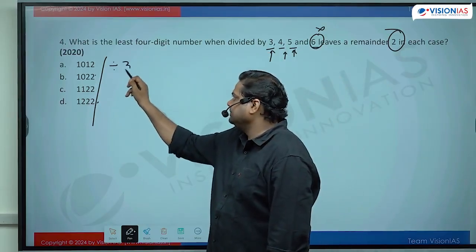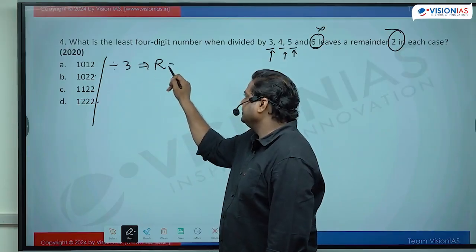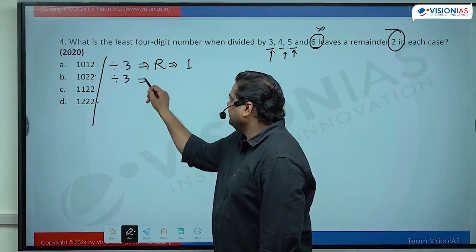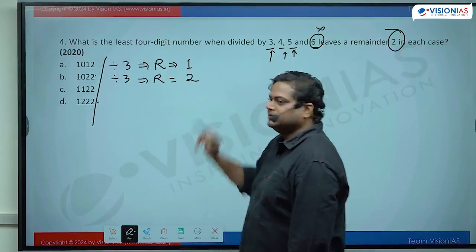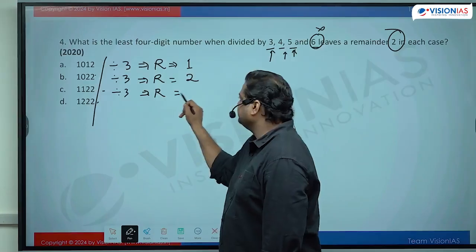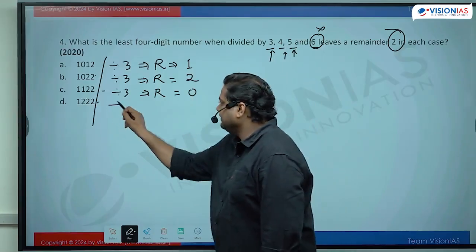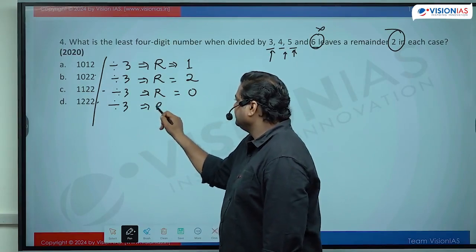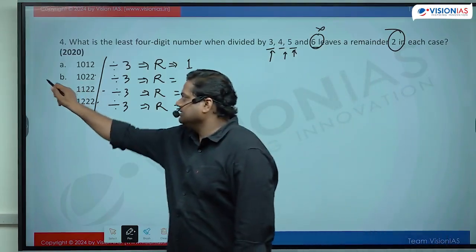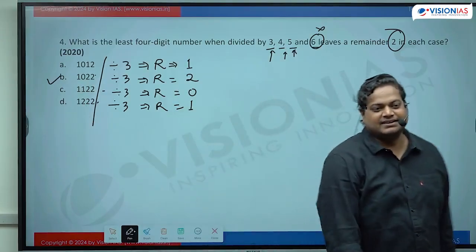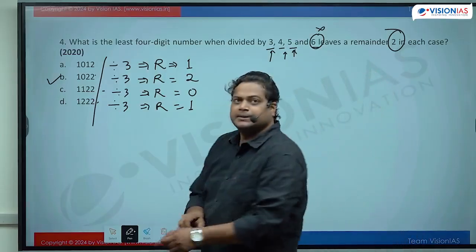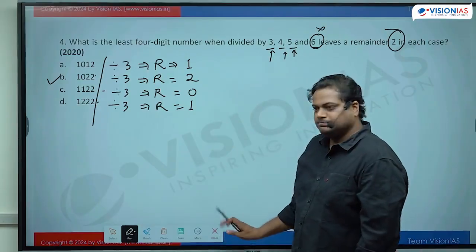If we divide by 3 this number, what remainder we are going to get? 1. If we divide by 3, what remainder we are getting? 2. Here, what remainder we are getting? 0. Divide by 3. 1. So what answer will be? B. B हो जाएगा आंसर, है ना? आंसर विल बी B. ठीक है, लिख लिया सबने?